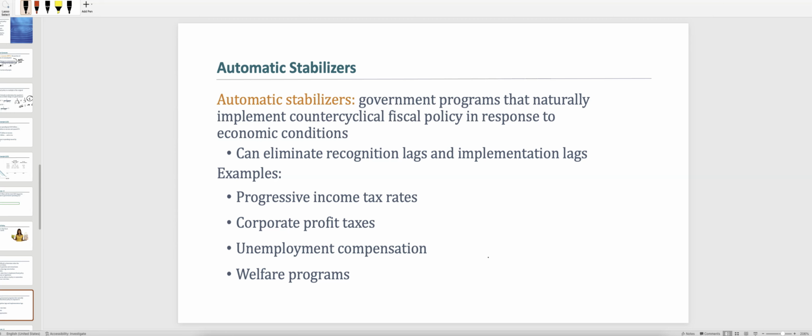You can get rid of these time lags instead by having automatic stabilizers. That would be things like food stamps, unemployment compensation, Medicaid. The idea is that you can get rid of the recognition and implementation lags if you just tell people that they get more, and more people will be eligible for those programs as they lose their job and whatnot. And the government doesn't need to get involved to spend that extra money.